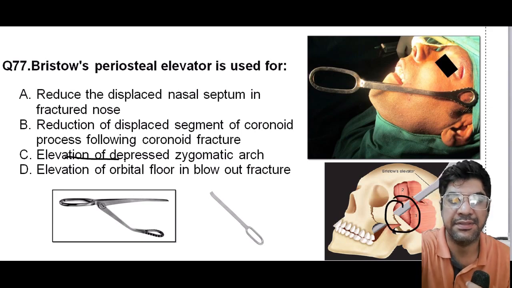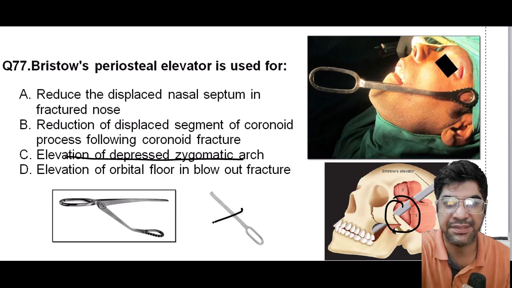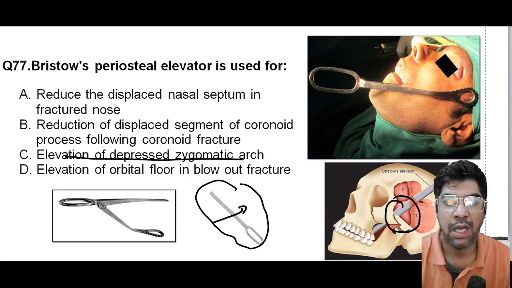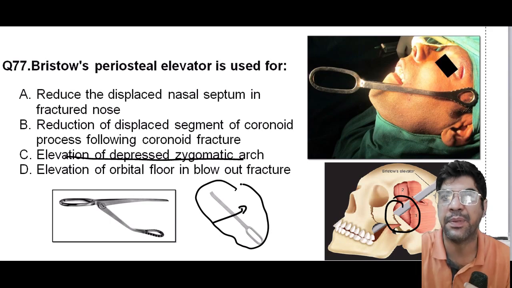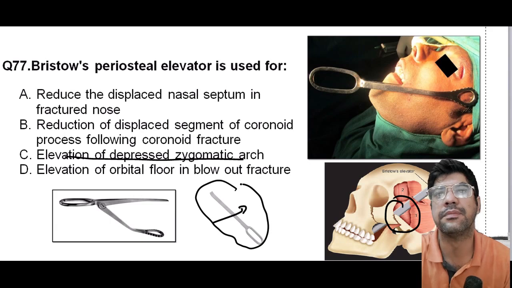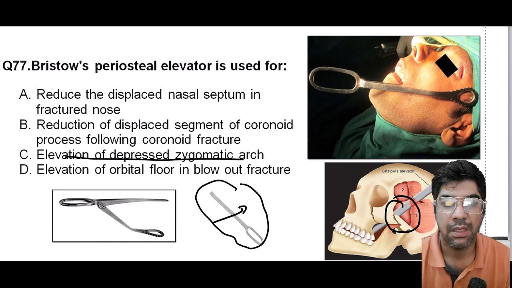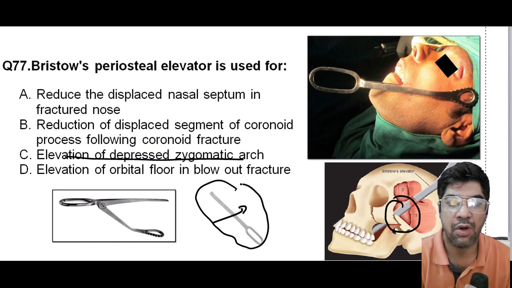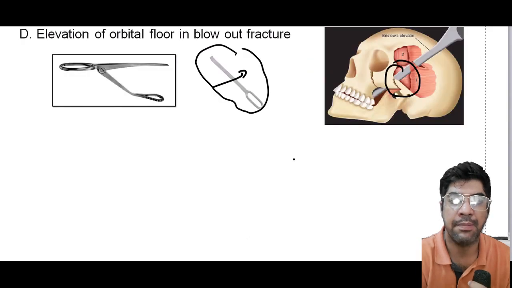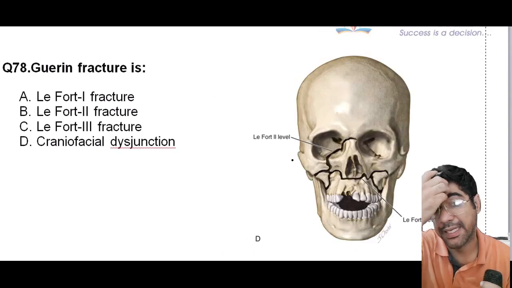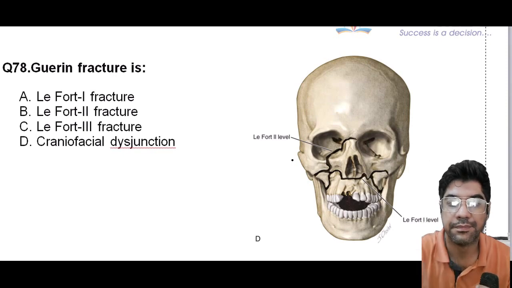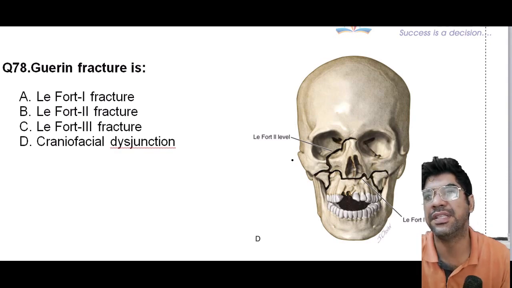The Bristow elevator is a surgical instrument that is used in oral surgery to lift or elevate the depressed zygomatic arch. So this one is the Bristow periosteal elevator. Due to facial trauma, it helps to restore the normal anatomy and alignment of the zygomatic arch by gently lifting the depressed bone. So the answer is C.